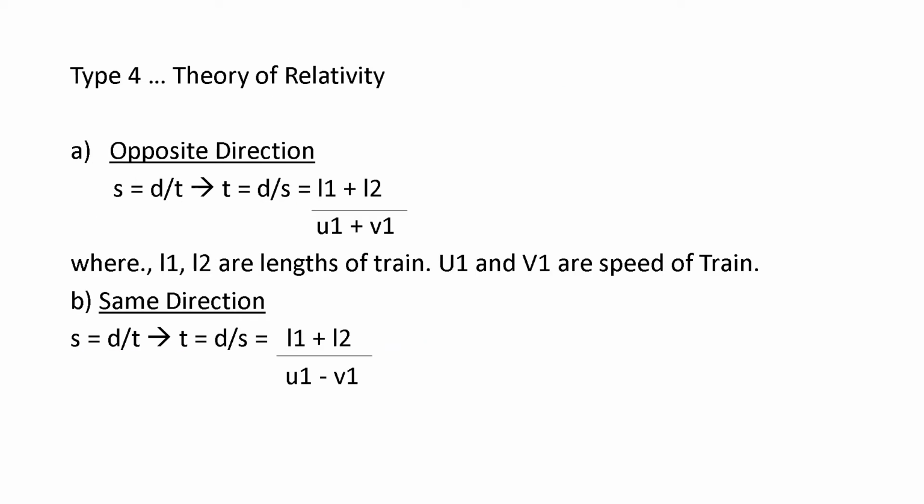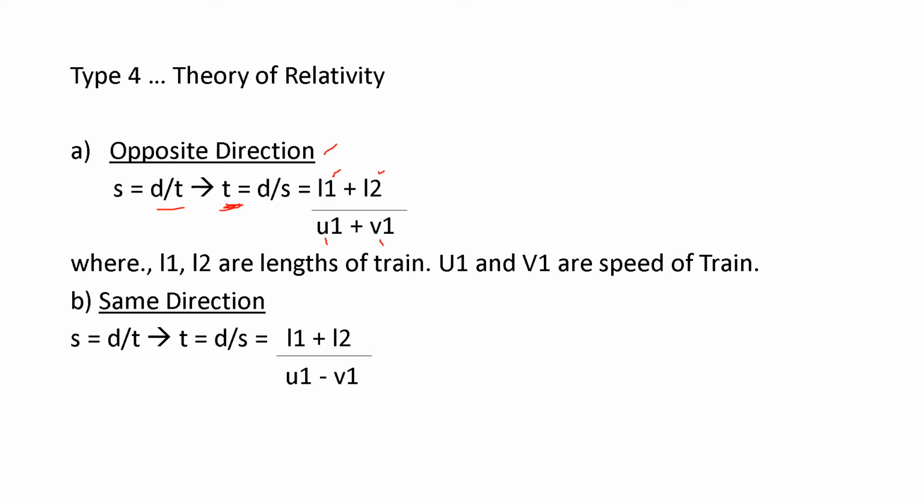Next is the theory of relativity. If the trains are traveling in opposite directions, speed is equal to D by T, and T is equal to D by S. So for finding T, length of first train plus length of second train divided by speed of first train plus speed of second train. So that will give you the time.